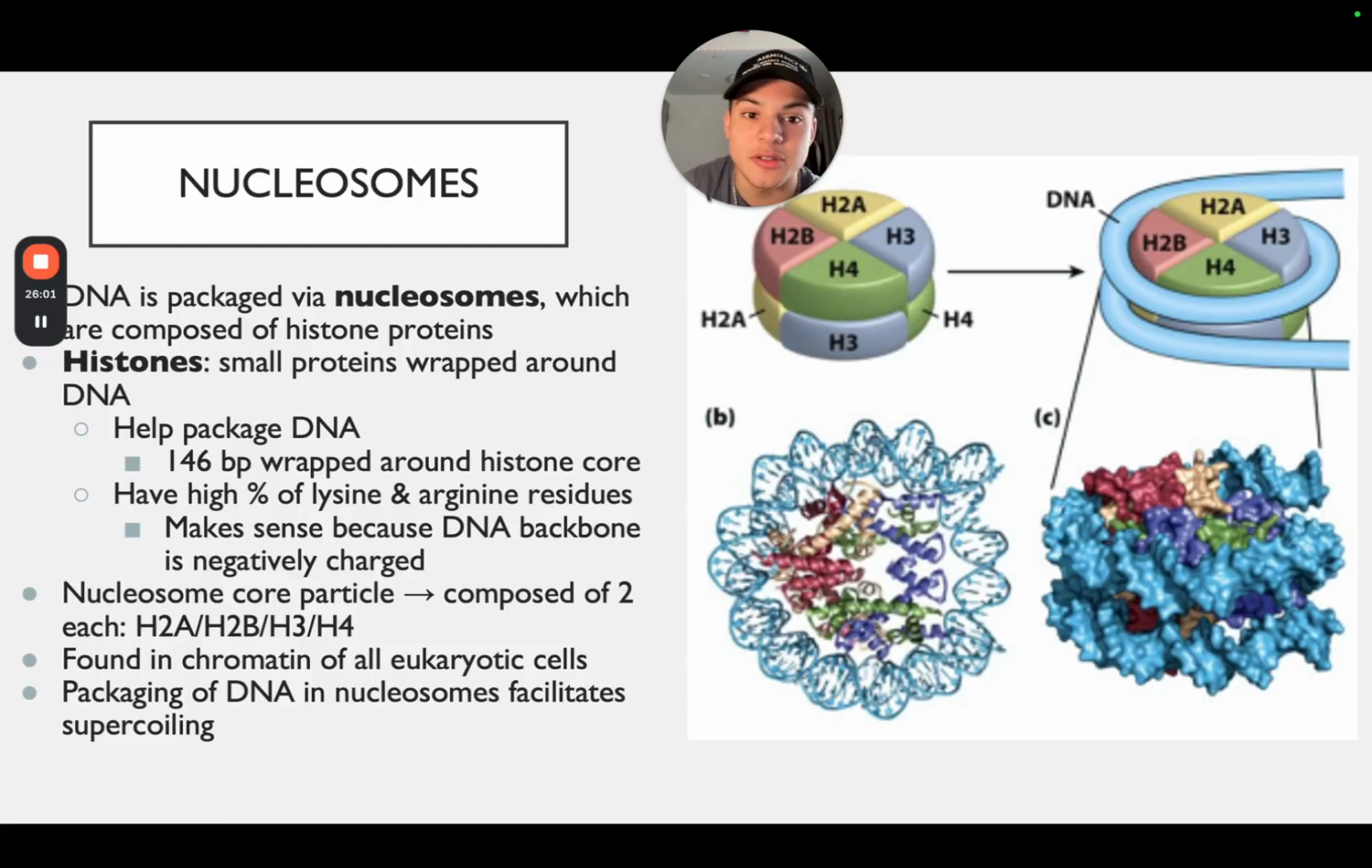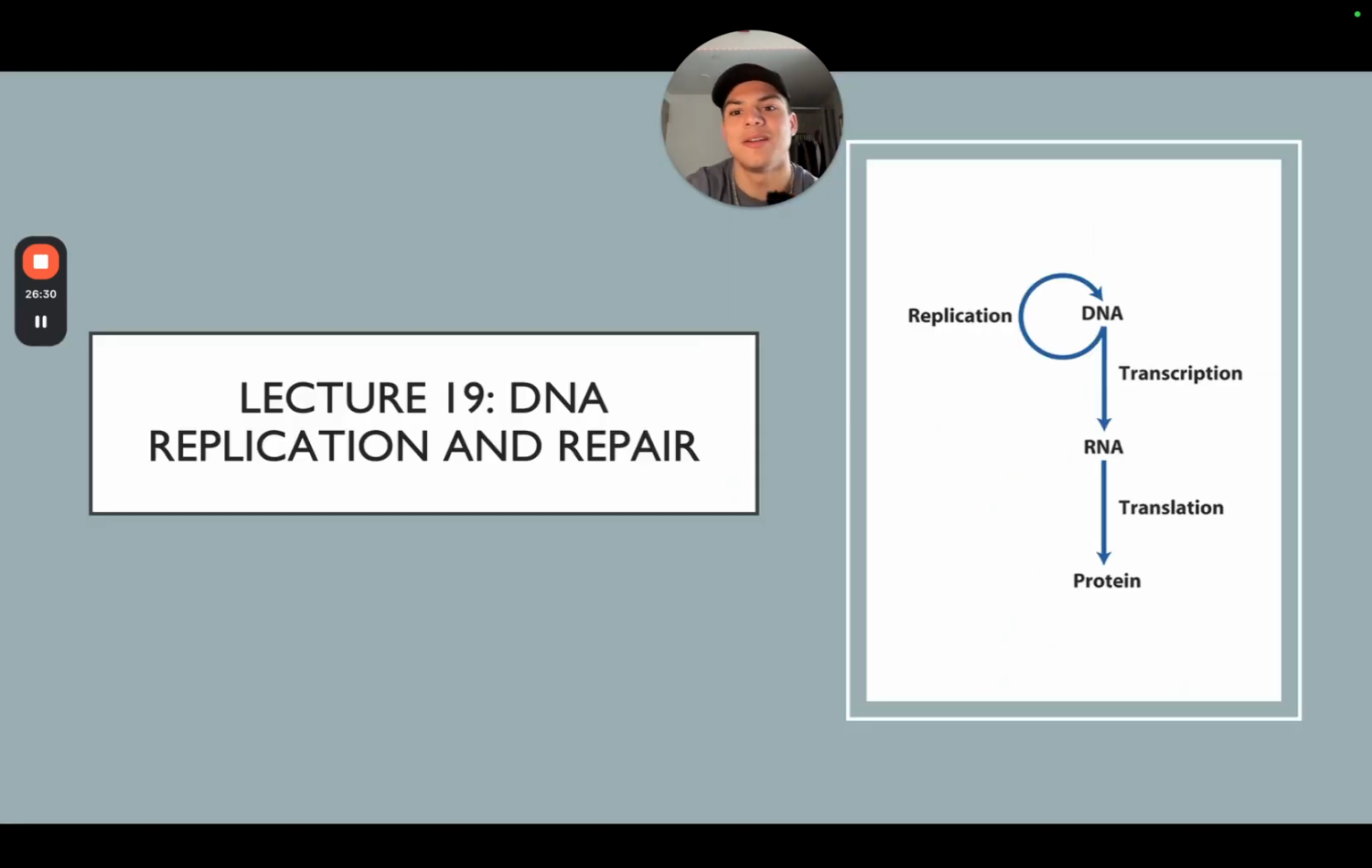Something you need to know is that the nucleosome particle, the core particle, is composed of two copies of each of the histone subunits. So there are two H2As, two H2Bs, two H4s, and two H3s, to make a total of 8 subunits. Again, it's found in the chromatin of all eukaryotic cells, and the packaging of DNA in nucleosomes facilitates the supercoiling and allows for compact DNA and euchromatin or heterochromatin to form. So that's lecture 18. Now moving on to lecture 19, DNA replication and repair.